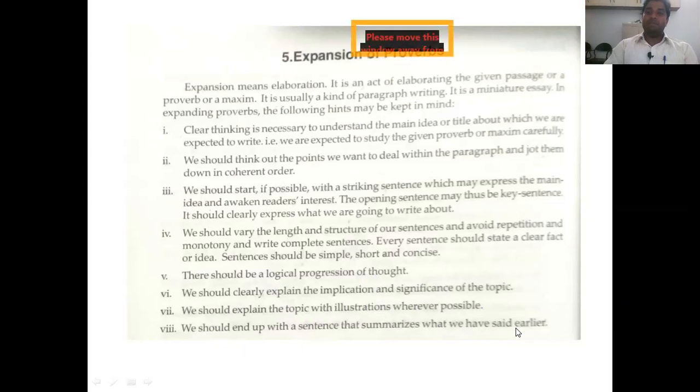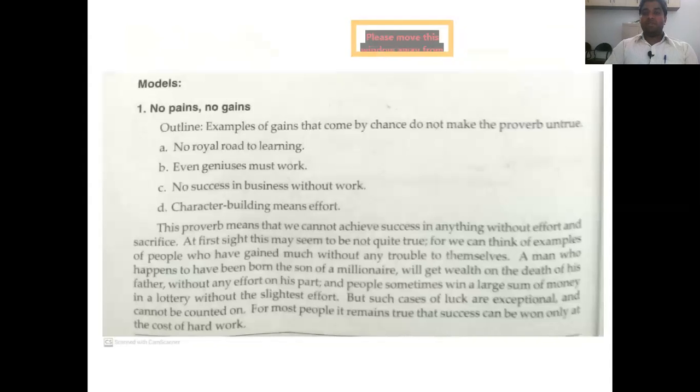Next, last point, we should end with a sentence that summarizes what we have said earlier. Earlier means before. So the expansion of a proverb is nothing but elaborating a proverb in your own style and your own mind, and whatever the topic says, it should be clearly explained with implications and significance, and give illustrations wherever possible. So this is the summary about expansion of proverb. Now we can move on to the examples of expansion of proverb.